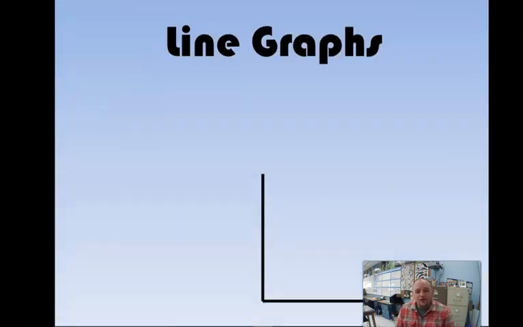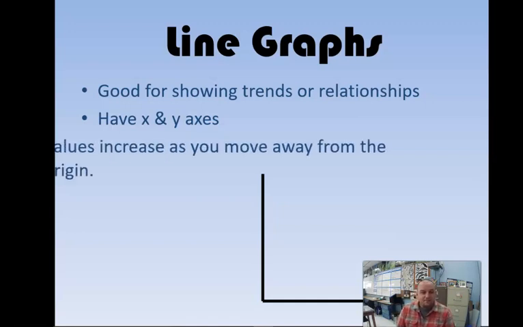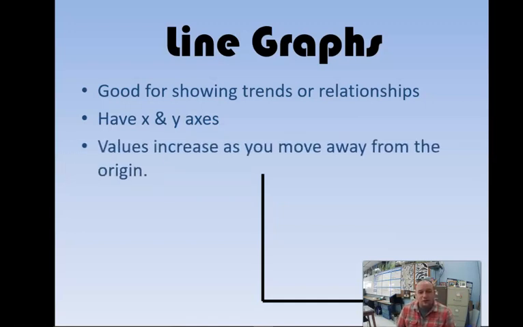Okay, moving on to line graphs. Line graphs are super useful tools and probably the most frequent one in science. They're good for showing trends and relationships, and they have both X and Y axes. When we see a line graph in math, we typically see it with all four quadrants present, but usually in science we just focus on quadrant 1, with just the X and Y axis meeting at the origin in the bottom left. Values increase as you move away from the origin, like they would in any graph.